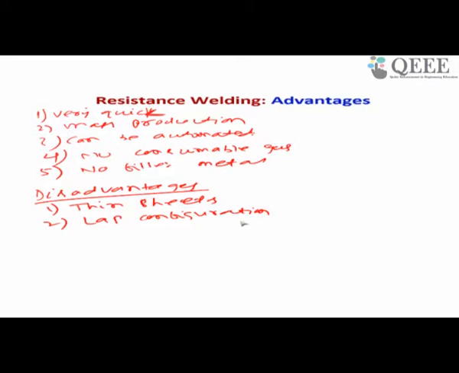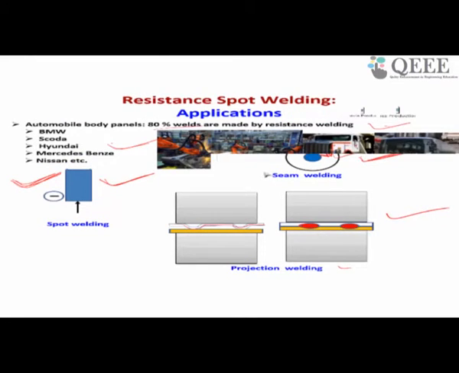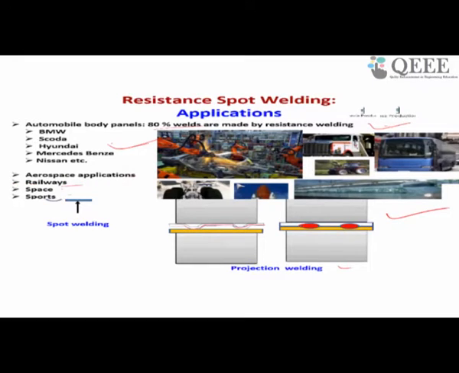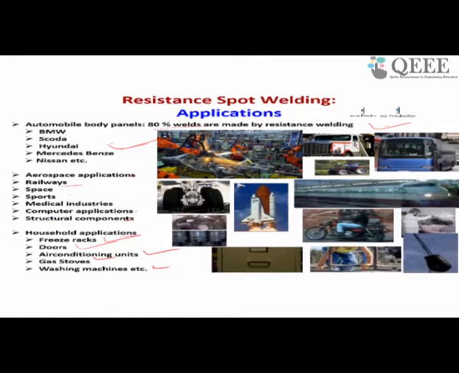Okay, so these are the two major disadvantages, and the advantages and disadvantages of resistance spot welding, and it has huge application. We discussed this in the slide. It has a lot of applications. So we finished the fusion welding processes.